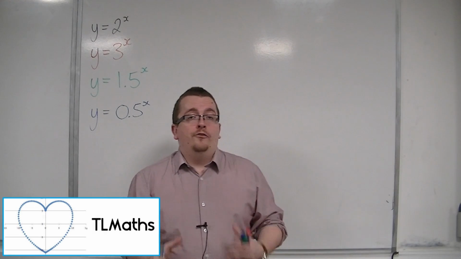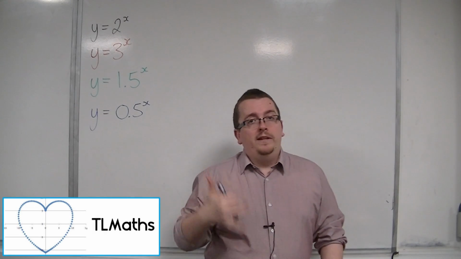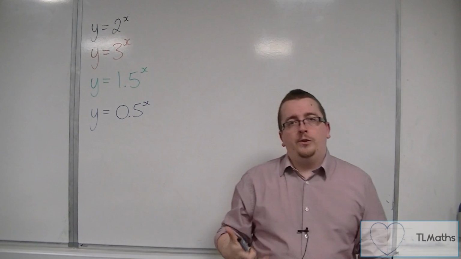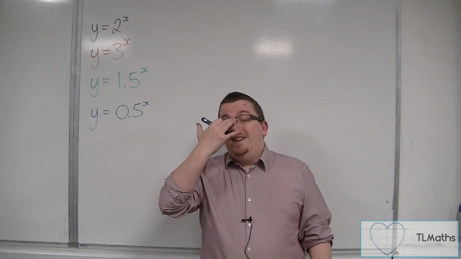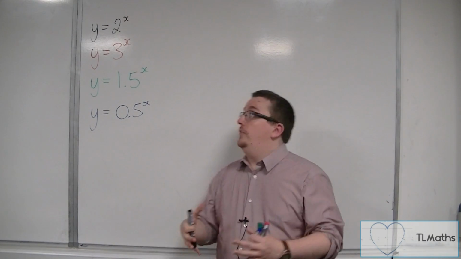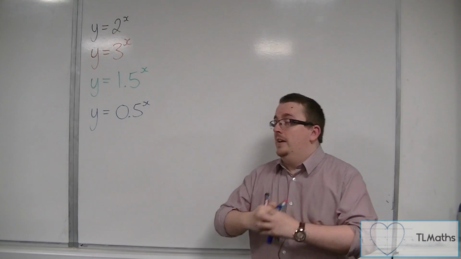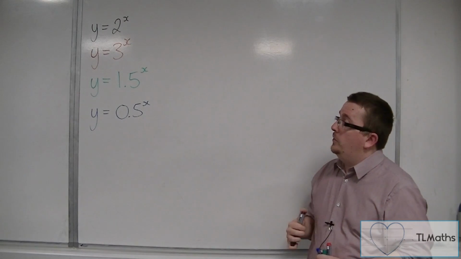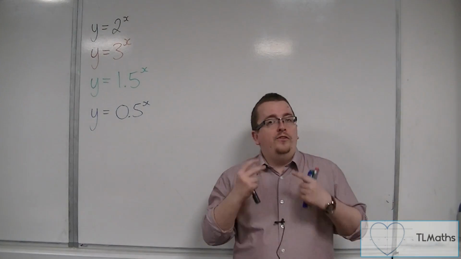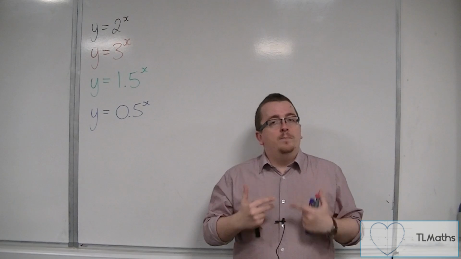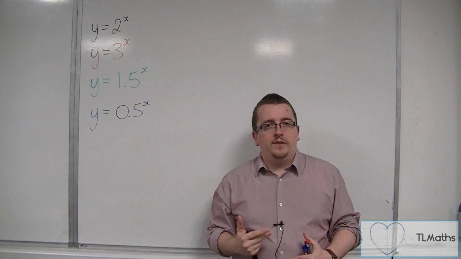So following on from the previous video where we learnt what y is equal to 2 to the x looks like, we're now going to investigate what y is equal to 3 to the x looks like, or y is equal to 1.5 to the x, and then lastly y is equal to 0.5 to the x. What do these look like in comparison to y is equal to 2 to the x?